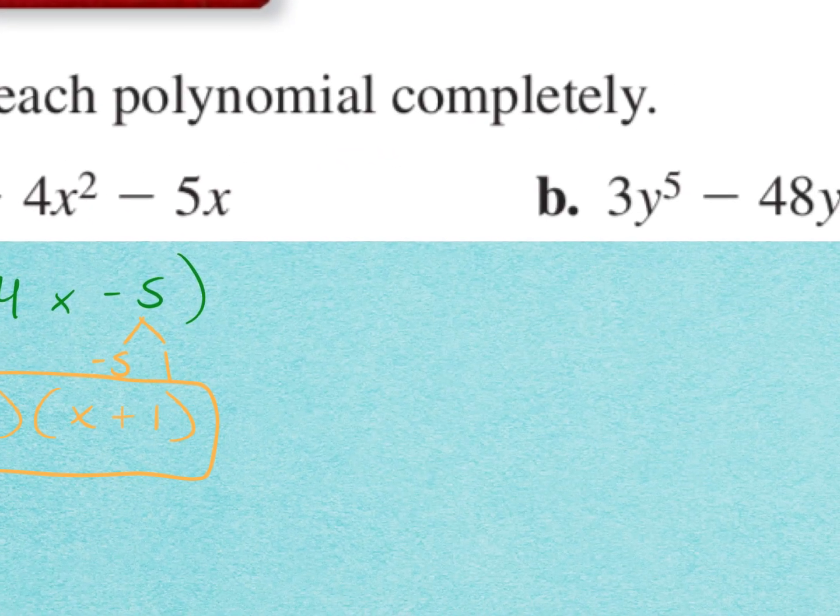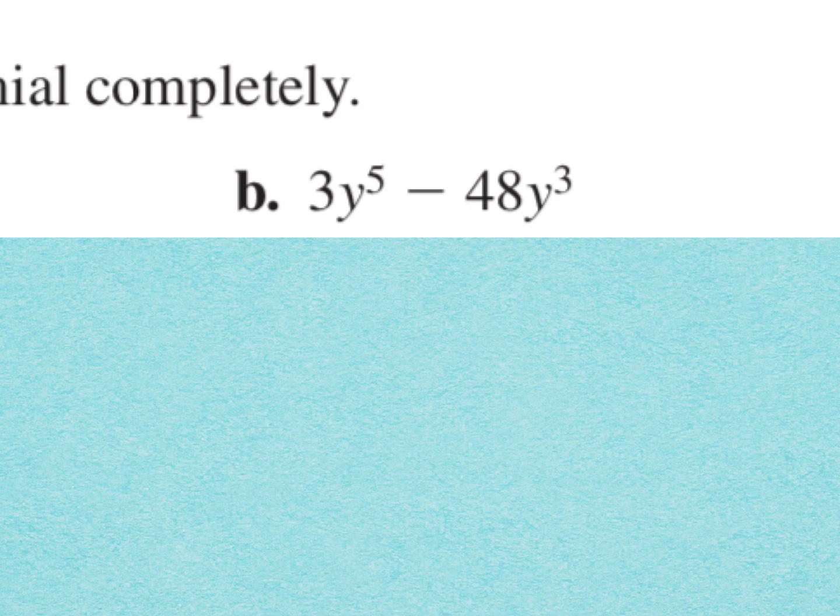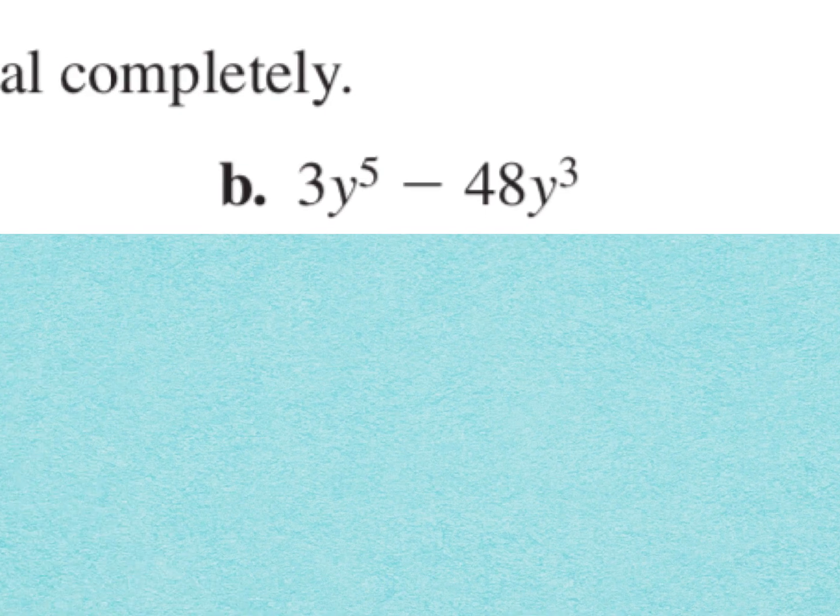All right, let's look at B. What can we do to factor here? Awesome. Take out a y to the third power. What else? A 3. So we can divide both of them by 3, and also we have a y to the third power in common that we can take out. So take out our GCF. What are we left with when we take out 3y to the third power? Y squared minus 16.